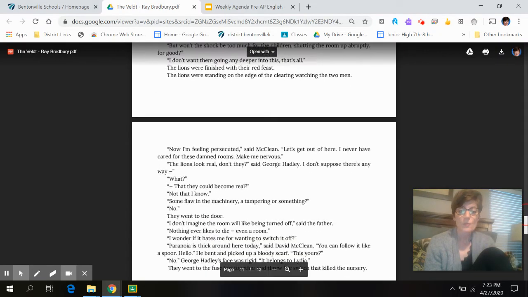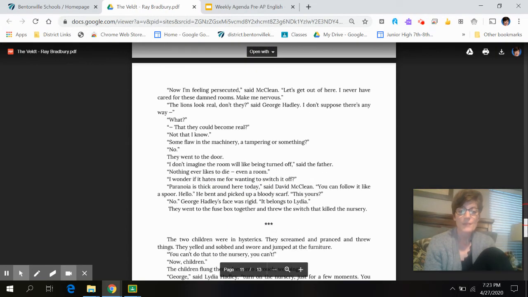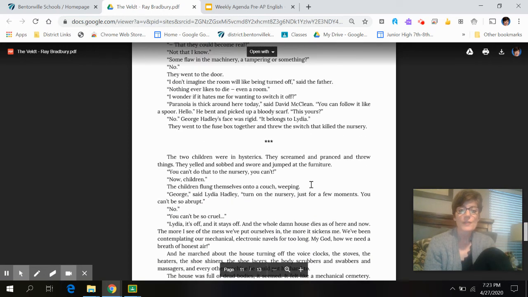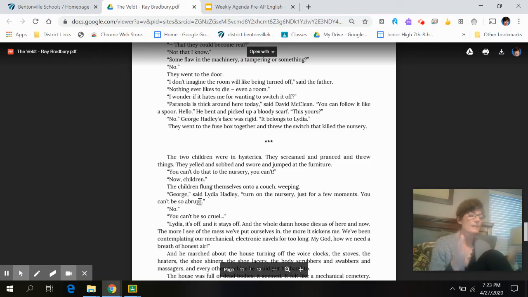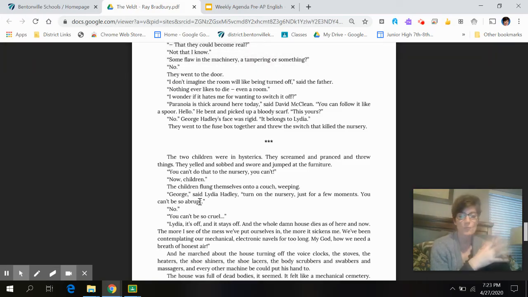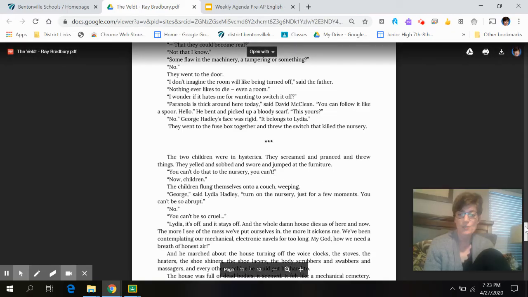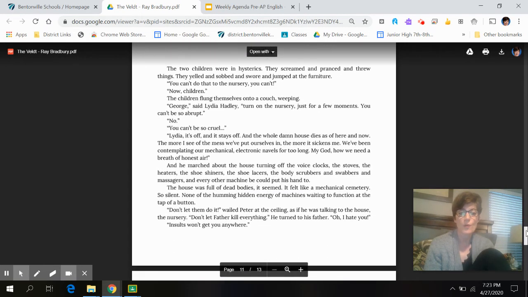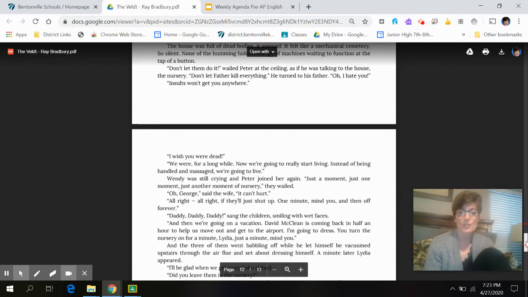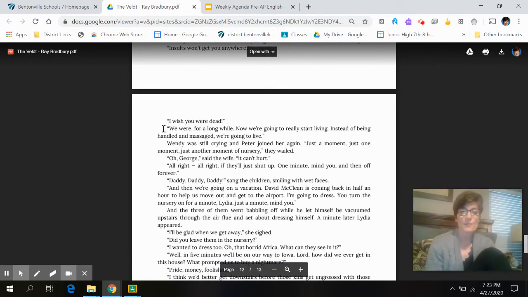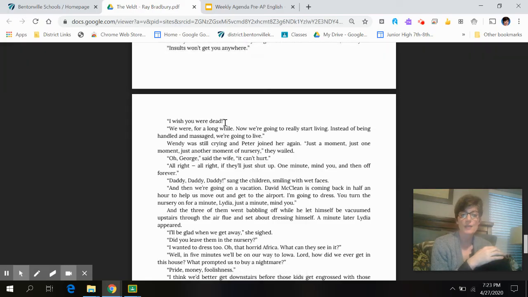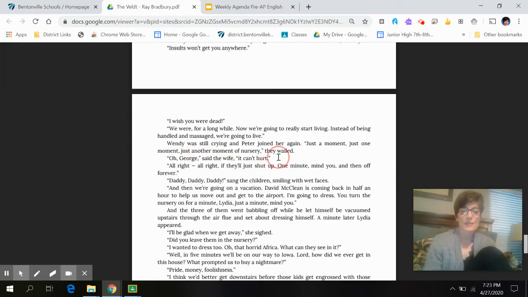Okay, so as we go on, again, they turn off the nursery. The children are in hysterics, screaming and throwing a major fit, saying they can't live without the nursery. They want to have it one more time. And as you can see, even the mother caves a little bit, as parents sometimes do, and she thinks the father's being too harsh and wants to give them one more time to go back in the nursery. So again, the kids even tell their parents, "I wish you were dead." And then Lydia tells her husband, "George, just let him have one more time."